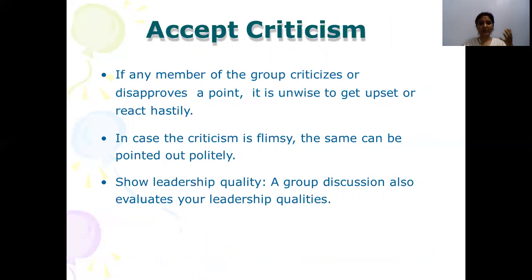One very important part is to accept the criticism. If you are not accepting the criticism, then you yourself are doing something which is unethical and which is not a part of a healthy group discussion. If any other member of the group criticizes or disapproves a point, it's not a reason to get upset or react hastily. You should totally avoid doing that, because if somebody from the opponent team is criticizing you, maybe they have a valid point. So you should accept that and try to counter their criticism with a logical and valid point.